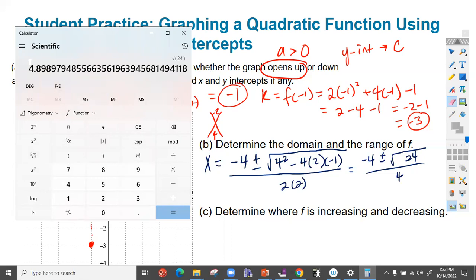Okay. That is the square root of 24. All right. So we end up with 4.899 roughly, right? 4.899. So now I do the math. So we have 4.